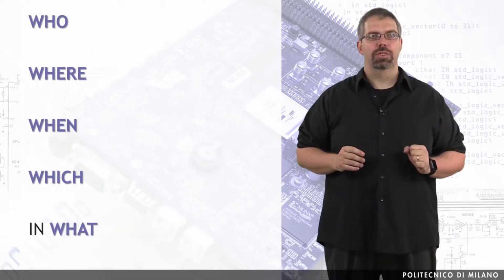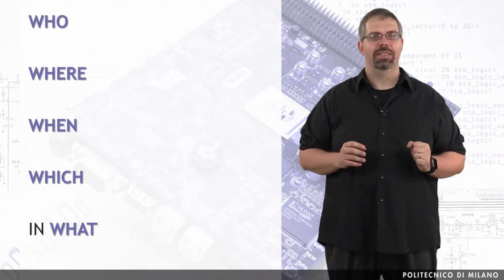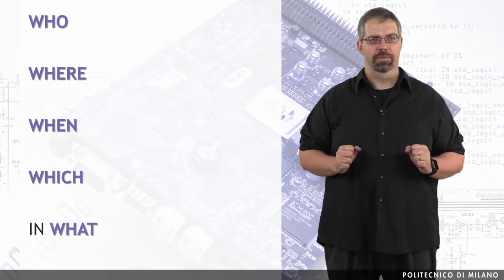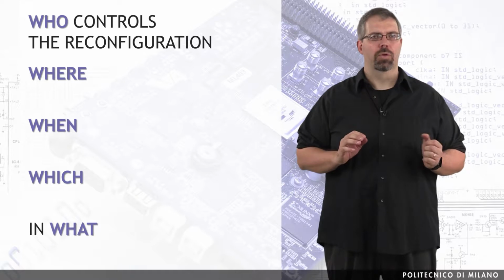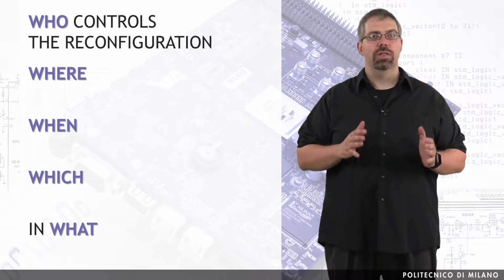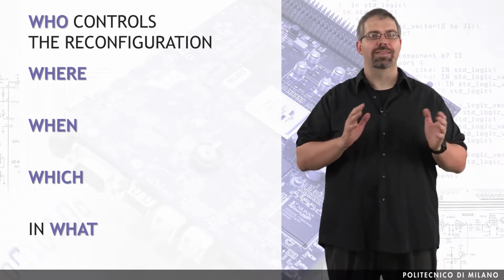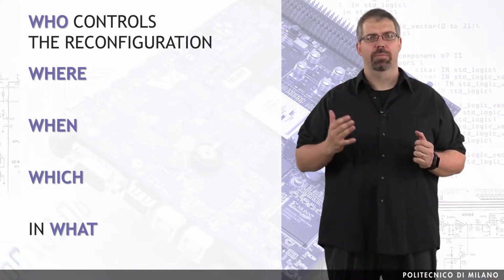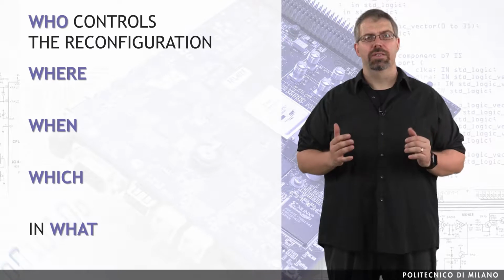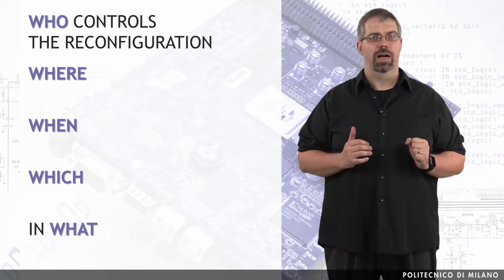There are different models of reconfiguration which can be classified according to the following scheme. Who controls the reconfiguration, or in other words, who is in charge of controlling the reconfiguration process from a runtime perspective? As an example, a software executed on a general purpose processor to decide whether or not to reconfigure the underlying hardware because of runtime conditions.